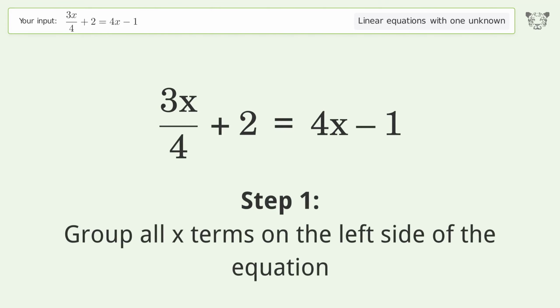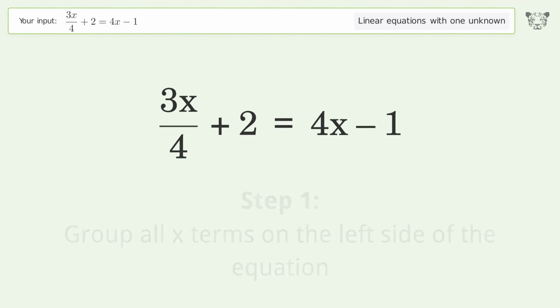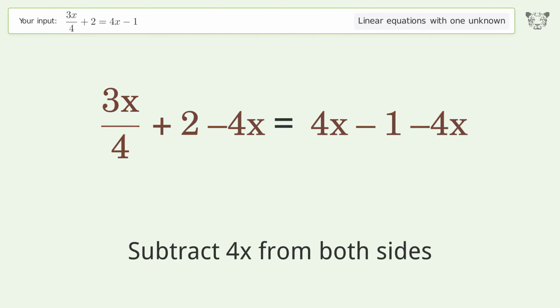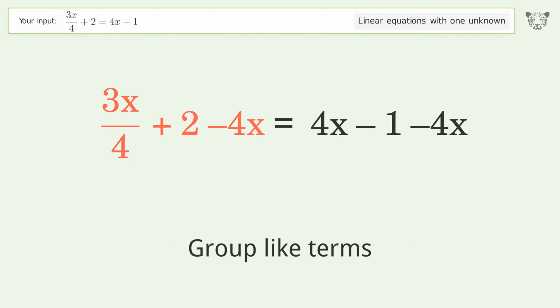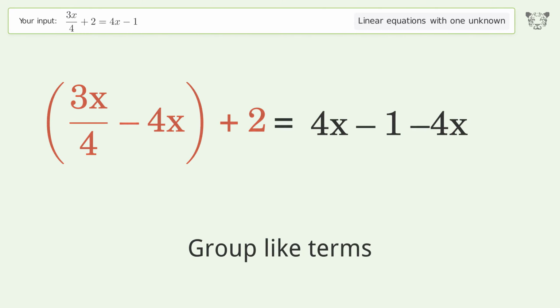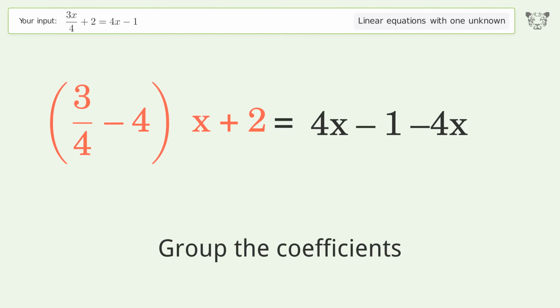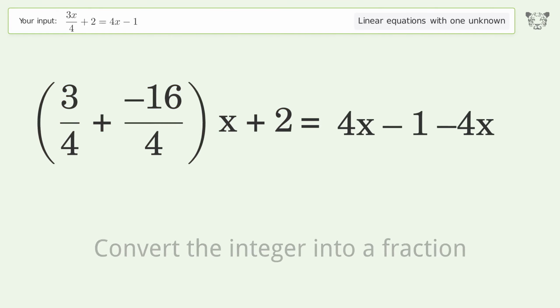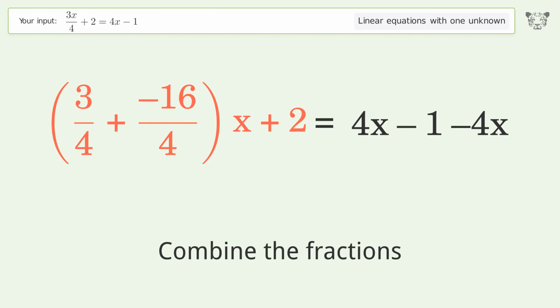Group all x terms on the left side of the equation. Subtract 4x from both sides. Group like terms. Group the coefficients. Convert the integer into a fraction. Combine the fractions.